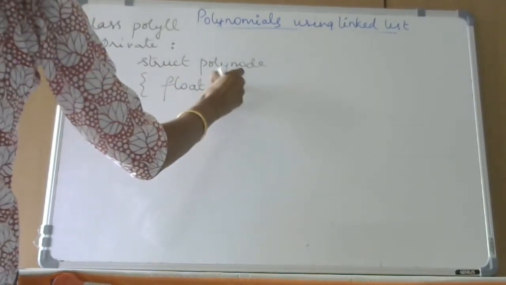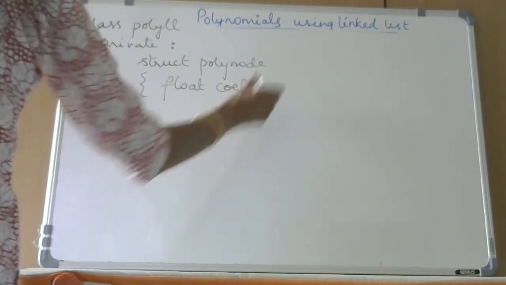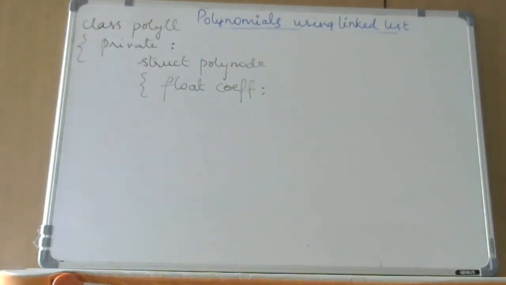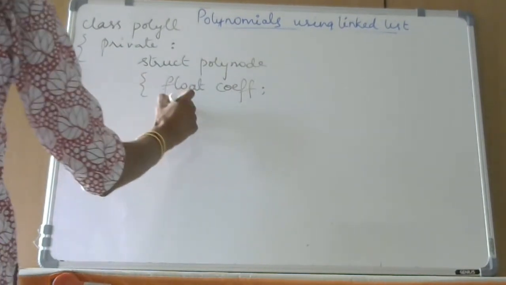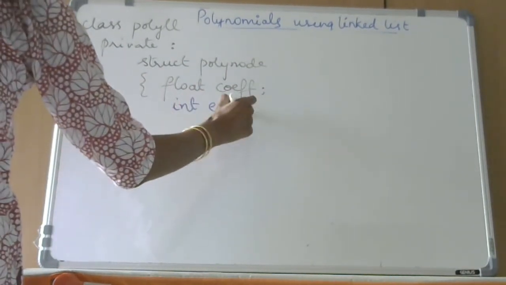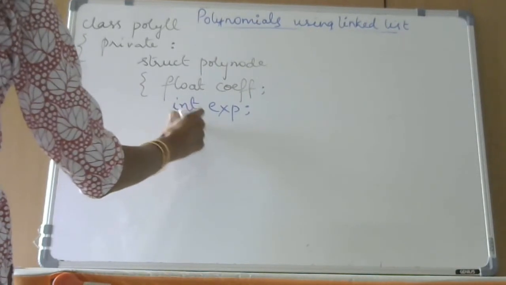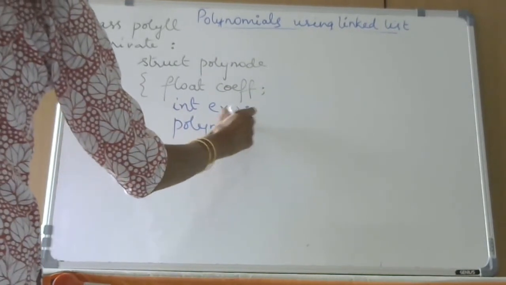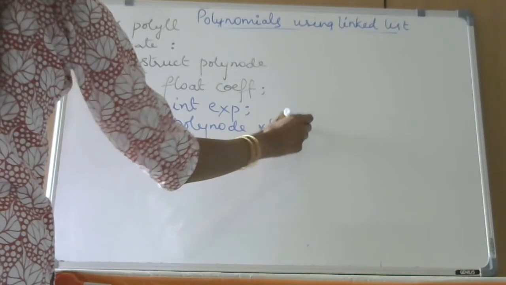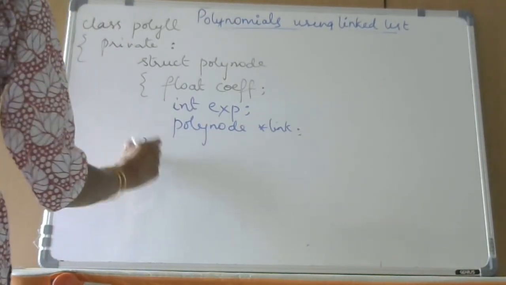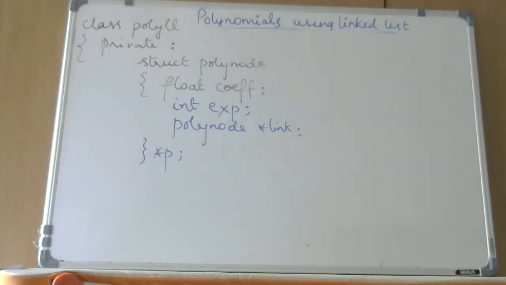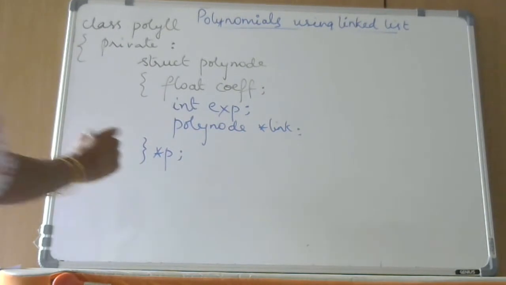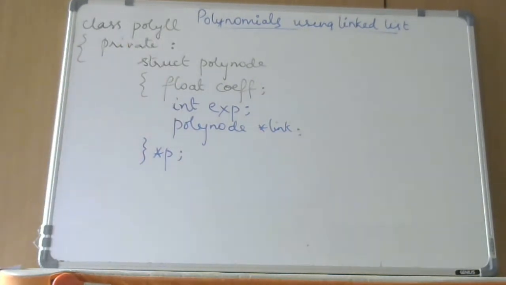In the struct I want one field for the coefficient. I will take that as float, because as I told you, the coefficient can be an integer or it can be a float. Whereas the exponent is always an integer, so int exp. Then I need a pointer variable of the type polynode, so a pointer, I will call it link. Then I will take a start pointer, star p. Alright, this is how I declare a node.